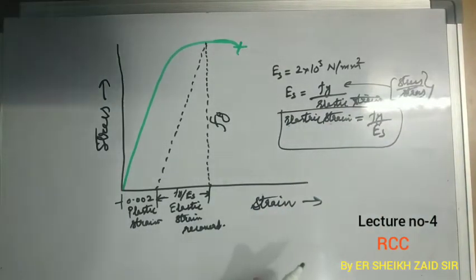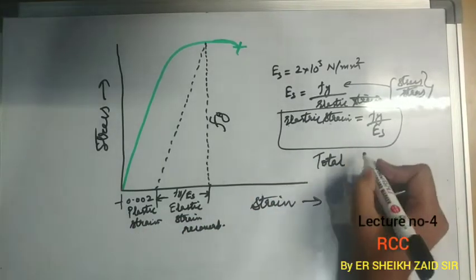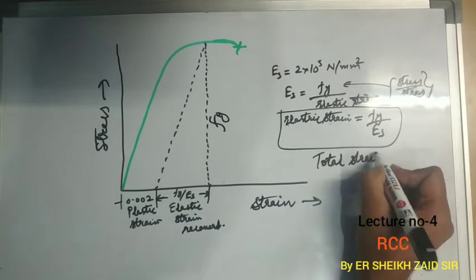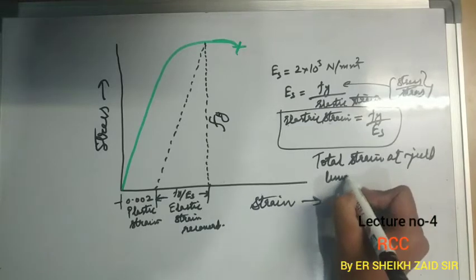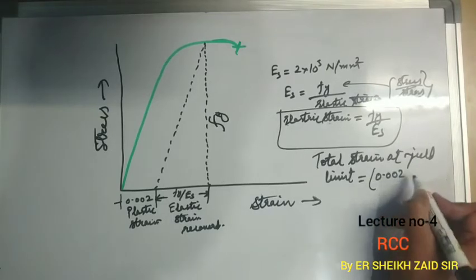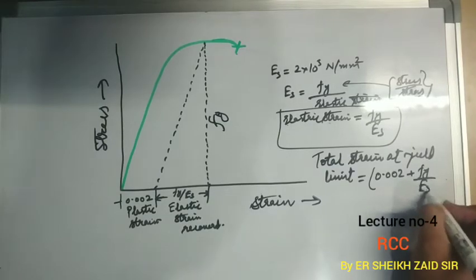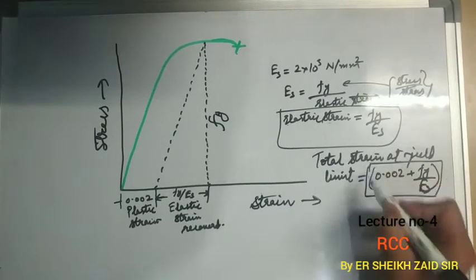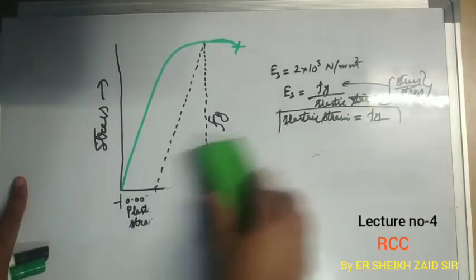Now coming to the total strain. Everyone of you can say what will be the total strain at yield limit. So total strain at yield limit will be simply 0.002, this plastic strain, plus elastic strain, Fy upon Es. So this term represents the total strain at yield limit. So this was a further explanation of the stress strain curve of cold worked HYSD bars.